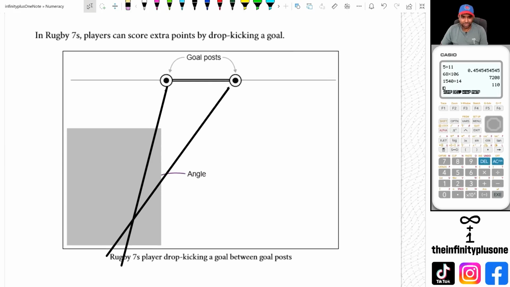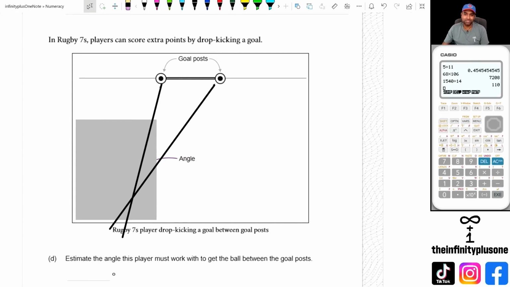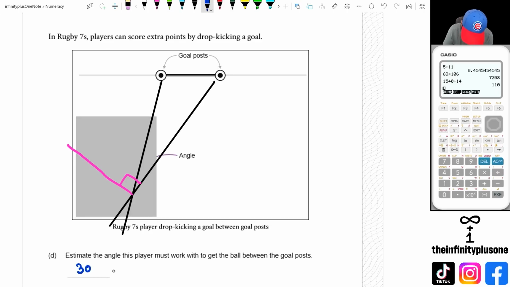Now, with this question, I had to stretch the lines to get an angle. If you think about it, this particular shape here is roughly 90 degrees, so I'd probably put this around 30 degrees maybe. The answer schedule actually says accept answers in the range of 15 degrees to 40 degrees. So because I'm looking at this particular angle here, I'm putting it as roughly 30 degrees.